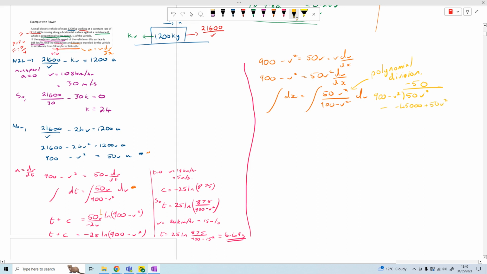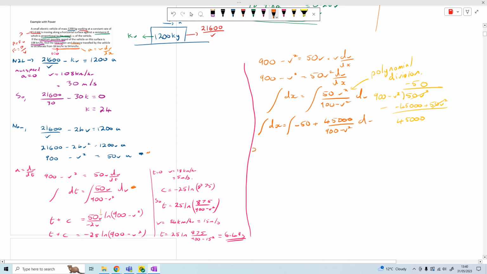And I take these two lines away. So I've got minus, which gives me a positive 45,000. And then these two should cancel, which they do. So that's my remainder. So in other words, what I can do is rewrite this out. I'm going to have the integral of minus 50 plus 45,000 over 900 minus v squared dv, okay, which helps me a little bit.